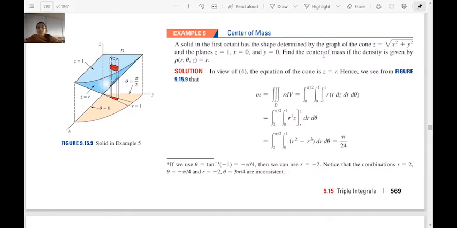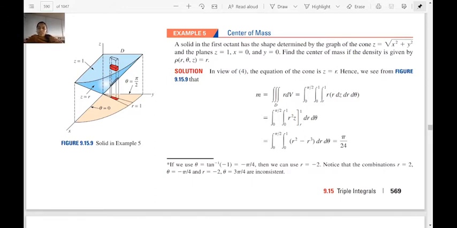Now we are asked to find the center of mass if the density is given by rho of r, theta, z equal to r. So in this example itself there is a clue given to us, that is the density depends upon r, and also when we have a function in terms of x square plus y square it is easy to solve in terms of polar coordinates. So we'll convert it into polar coordinates. We have to find the center of mass, that is we need to determine small m, then Mxy, Mxz, Myz and so on.